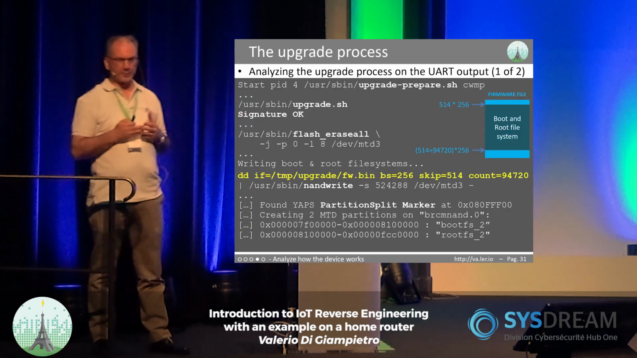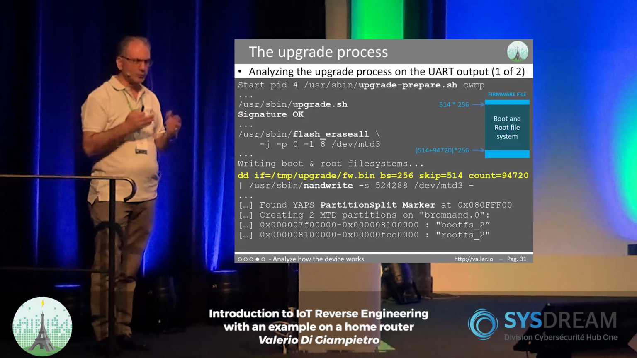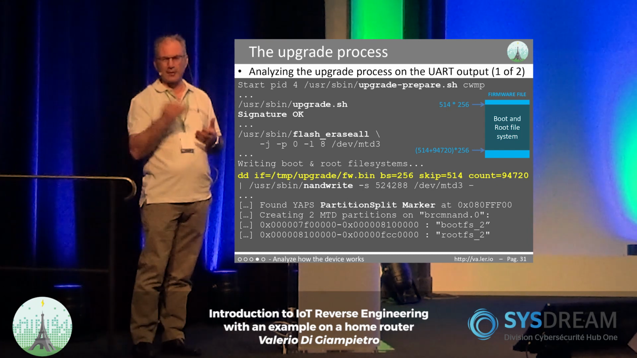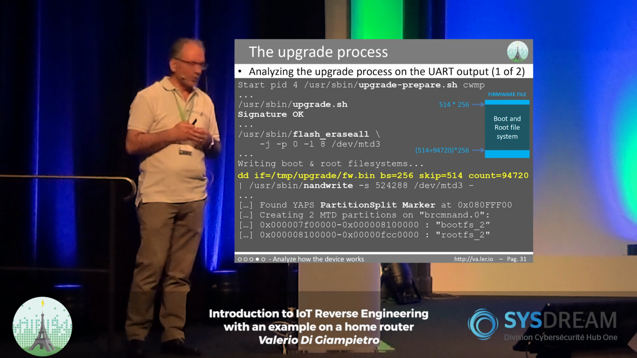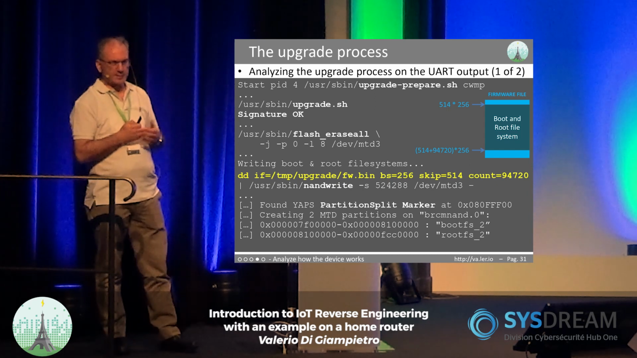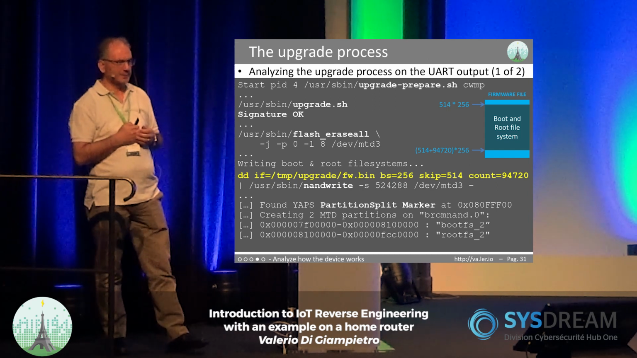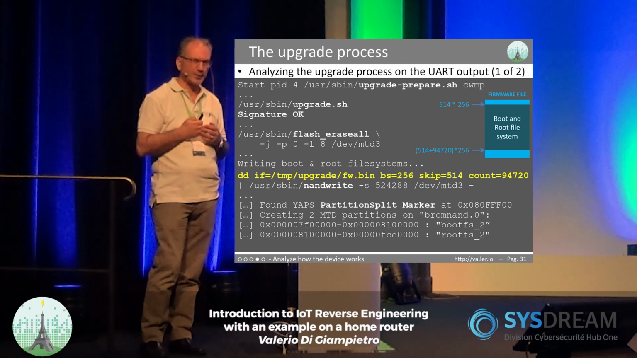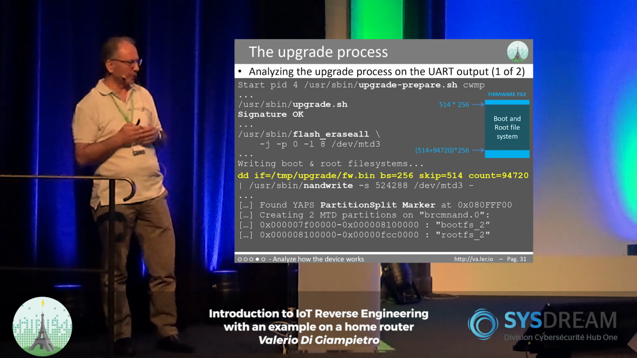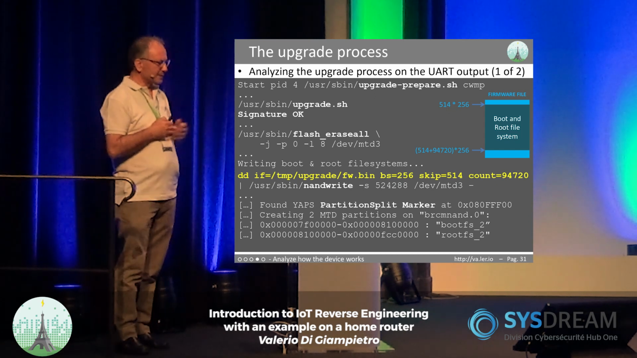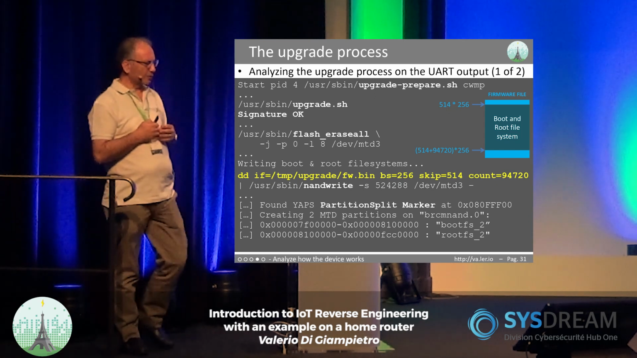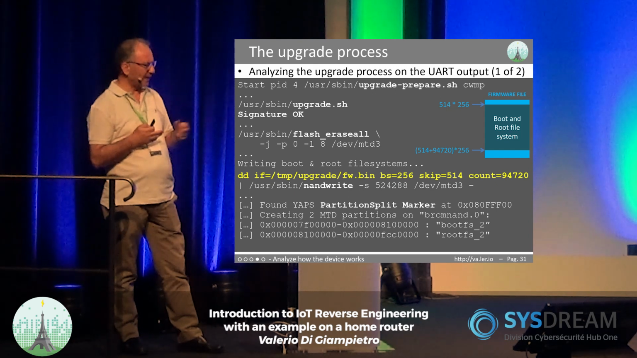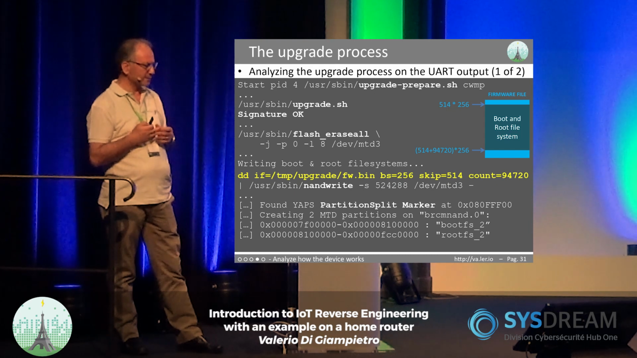Because we want to replace the firmware, the original idea is to modify the firmware file to load the firmware using the normal upgrade process. So we want to analyze the upgrade process on the IoT device. We start the upgrade process using the web interface and start looking at what is printed on the serial console during the upgrade. In this case, we can see that the script that starts is upgrade_prepare.sh, but then the script upgrade.sh is started.